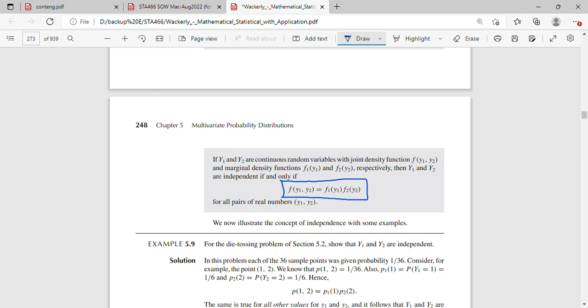Y1 and Y2 are independent if and only if the joint function equal to the multiplication of marginal Y1 dengan marginal of Y2. Untuk continuous, kita akan multiply the function lah. So, bila multiply the function, kalau dapat sama dengan joint, so we can say that Y1 and Y2 are independent.